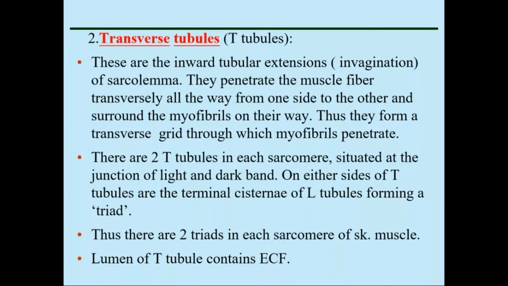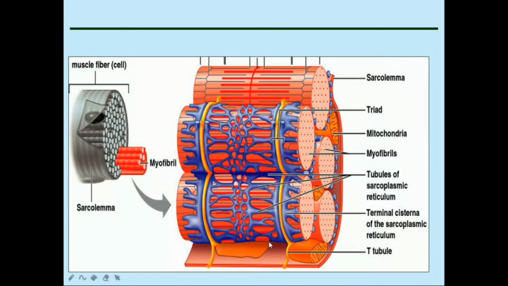There are two T tubules in each sarcomere. The diagram will make this very clear. As you can see, this is one Z line, this is the other Z line or Z disc, and therefore this is a sarcomere. You can see that there are two T tubules for each sarcomere. So there will be two triads in each sarcomere.